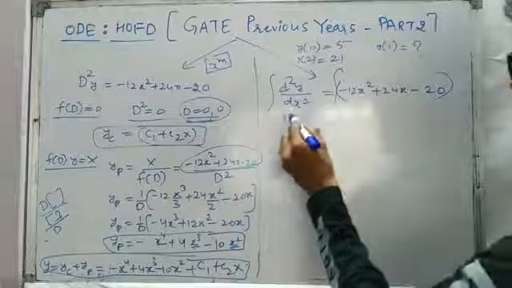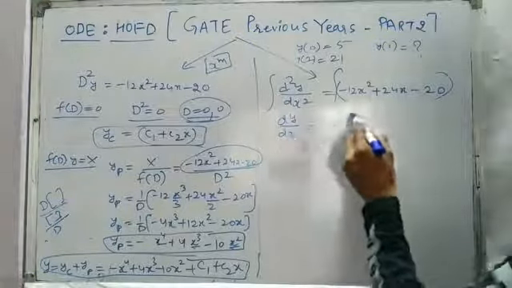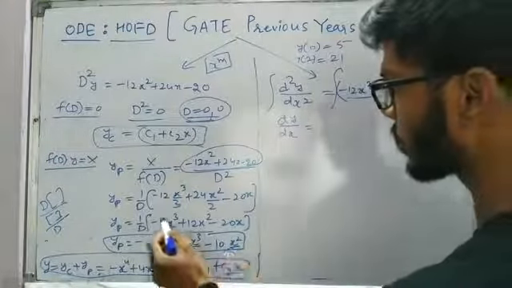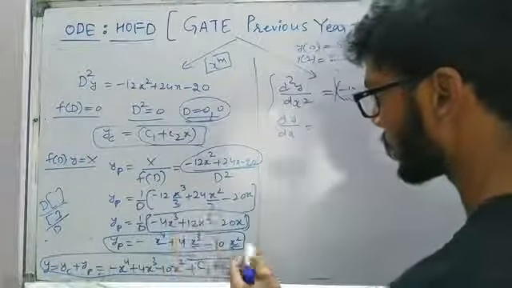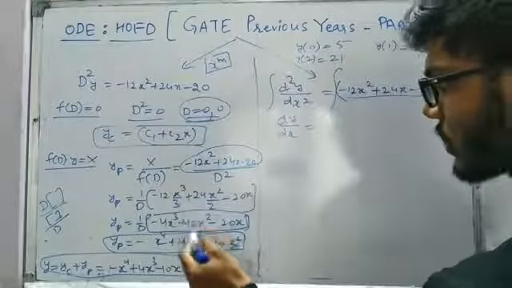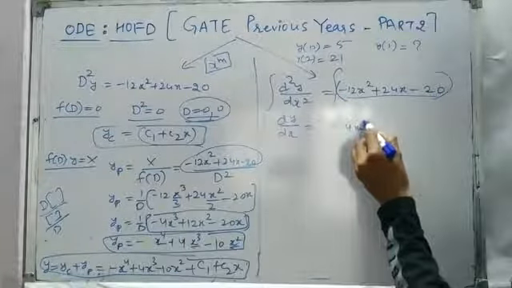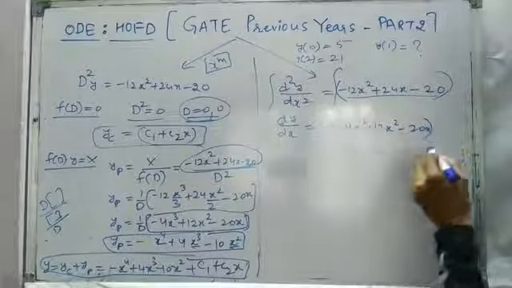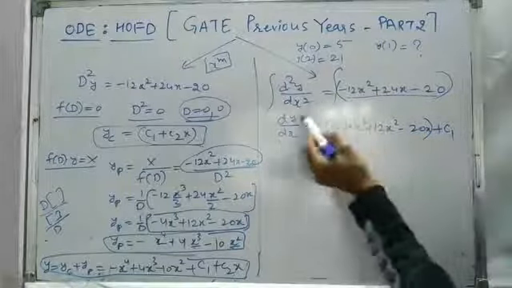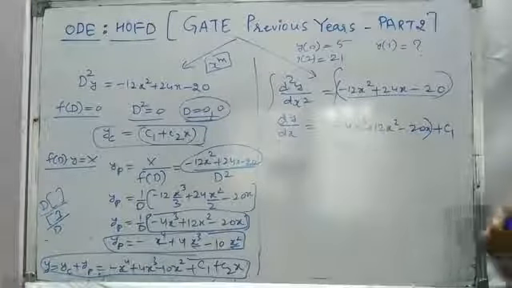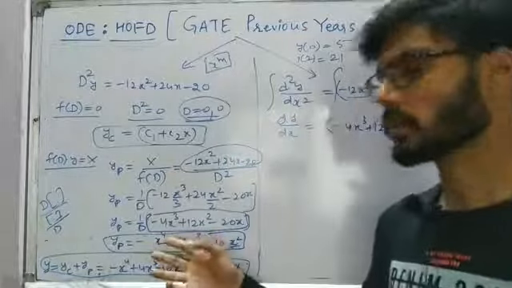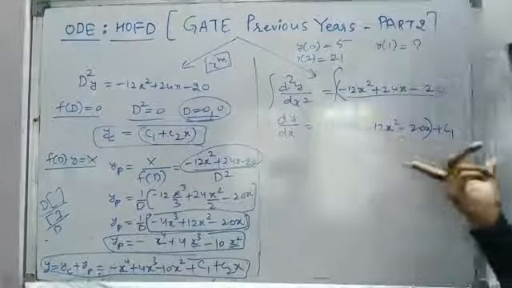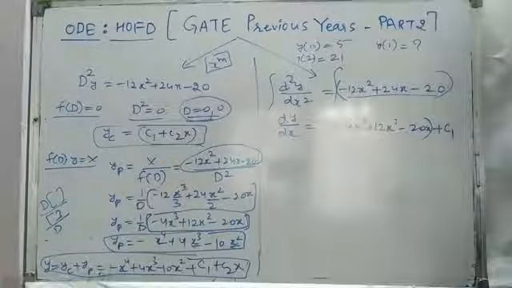So integration of d2y by dx2 will be dy by dx, and integration of minus 12x square plus 24x minus 20, I am going to write directly from here, because again we will have to do calculation, and integration of this once came was this one. So minus 4x cube plus 12x square minus 20 into x, and plus c1 is going to come, because whenever you are integrating, an integration constant is going to come. So in this format you need not worry about the integration constant part because that is going to come in the general solution, but when you are following the general method you have to take the integration constant as c1.